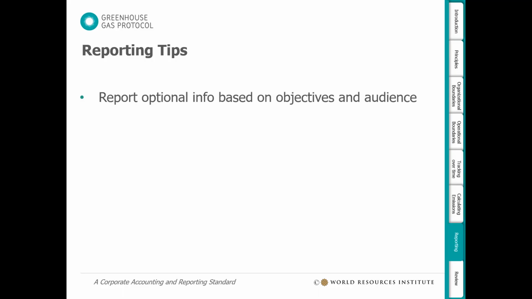Broadly, the appropriate amounts of optional information can be determined based on the objectives and the intended audience for the report. For example, looking at Scope 3 emissions, there are various considerations in selecting which, if any, Scope 3 categories are relevant to report. The corporate standard does provide guidance on that issue in Chapter 4.